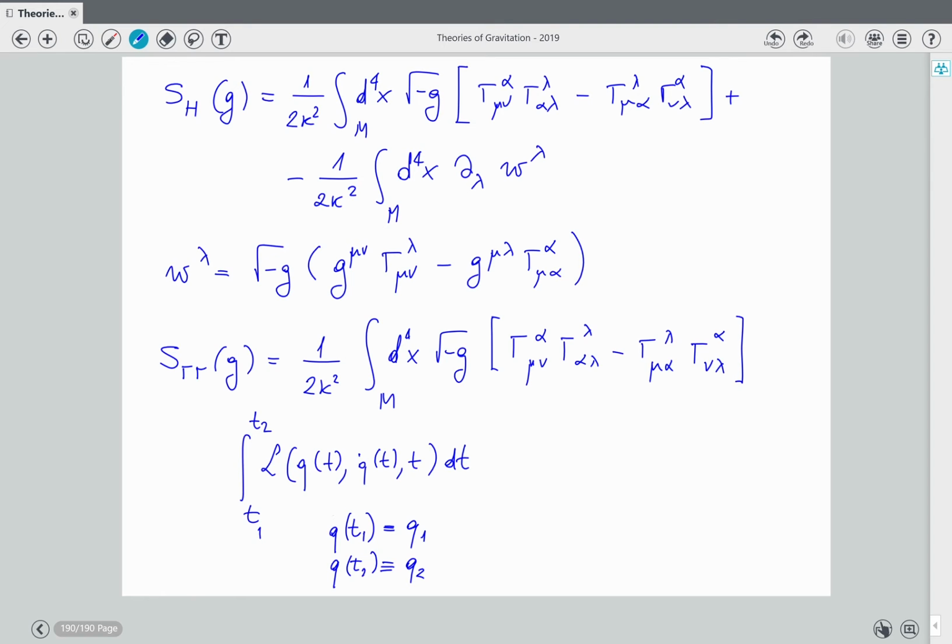So here, what is the peculiarity of this action and why was it introduced, even if it's not covariant? It depends only on the first derivatives of the metric. It depends only on g mu nu and the derivatives of g mu nu. Like saying, the first time derivative, not the second time derivatives. So it's like a Lagrangian as a function of positions and velocities. It doesn't depend on the second time derivative.